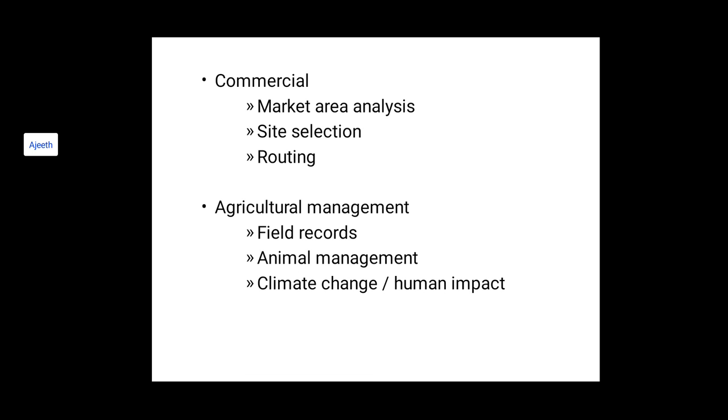In commercial use of GIS, we have market area analysis, site selection, and routing. So if a market has to be selected, we could select and we can analyze without going there. We could select a site and also routing, an optimum route which we could plan from going to point A to point B. Next one is agricultural management, field records, right? Animal management, climate change, and the human impact.